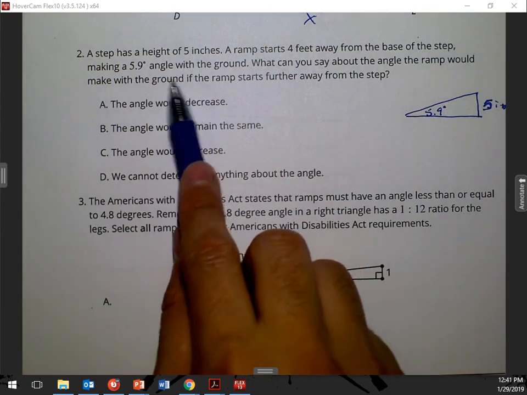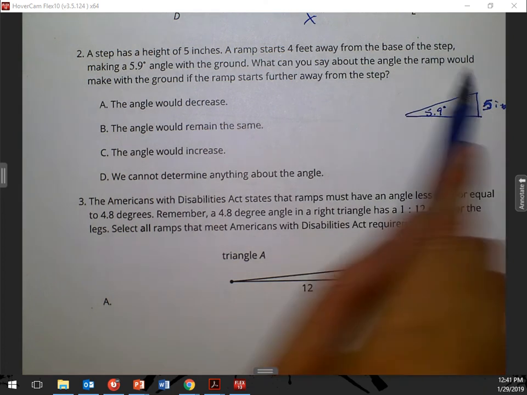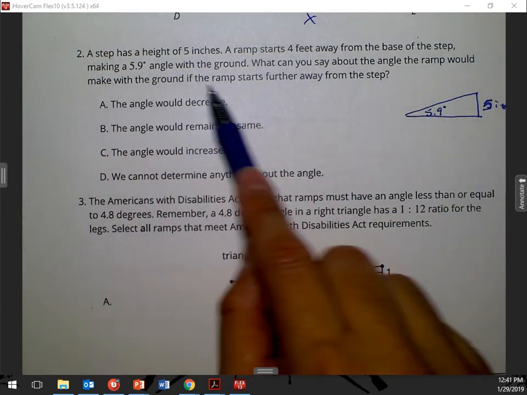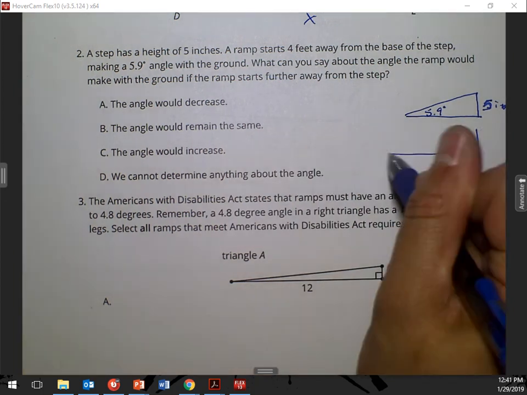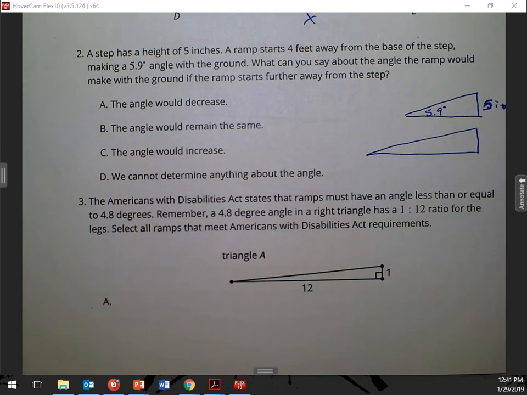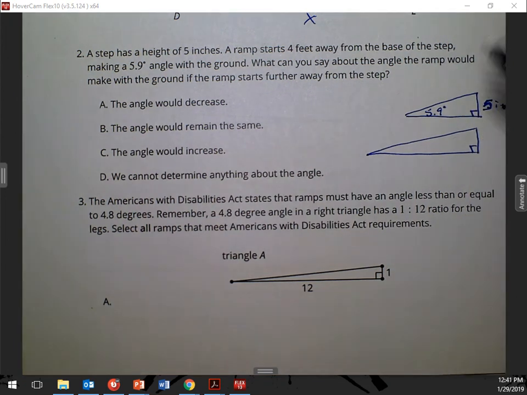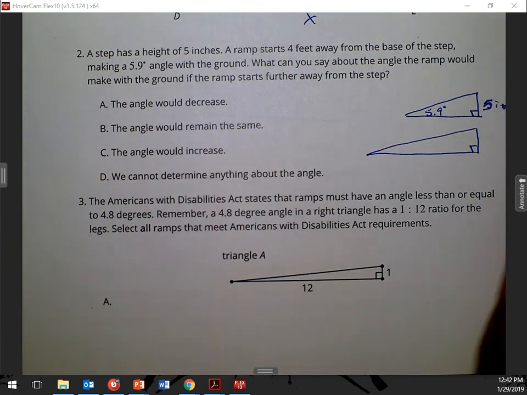Now, what do you think would happen? What can you say about the angle the ramp would make with the ground if the ramp starts further away? So, let's do it again. I have the 5 inches there. What do you think the angle is going to do? Get wider. Wider? Okay, so let's say if we're starting at 5.9, should it be more or less or the same? It should be more, isn't it? Because the thing's getting bigger.